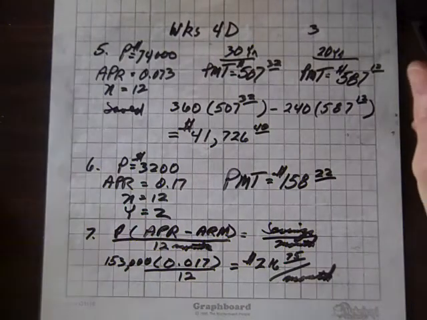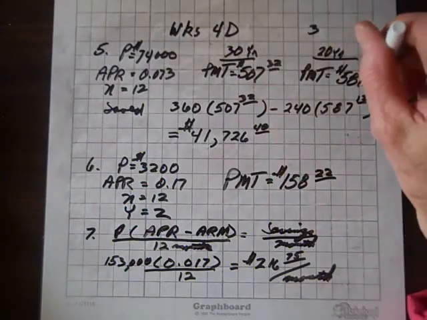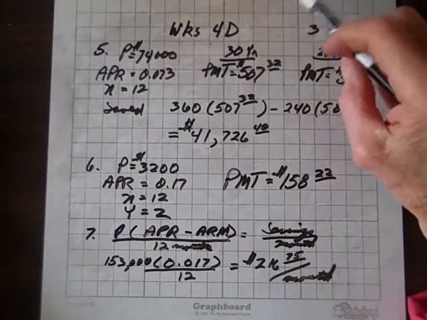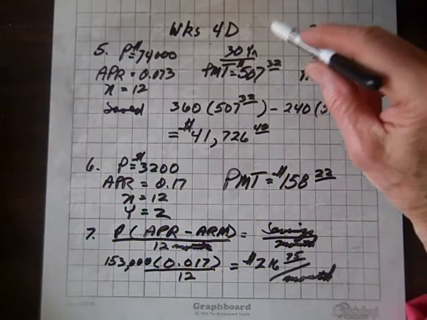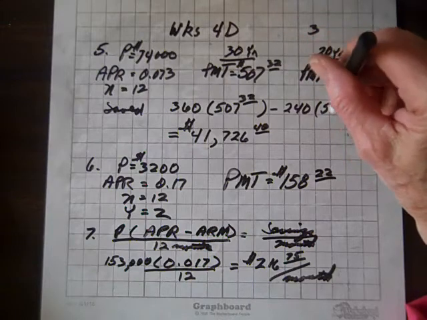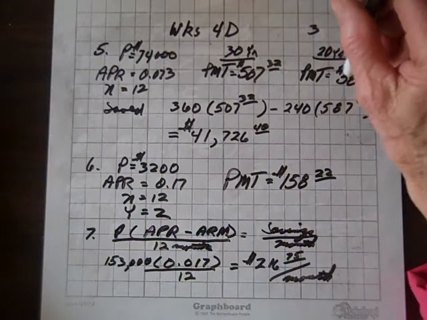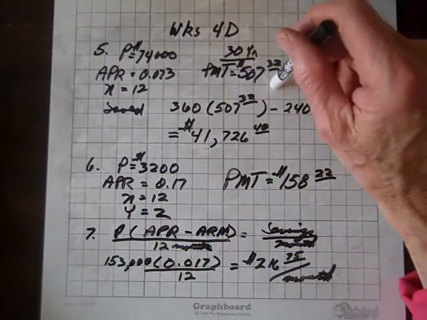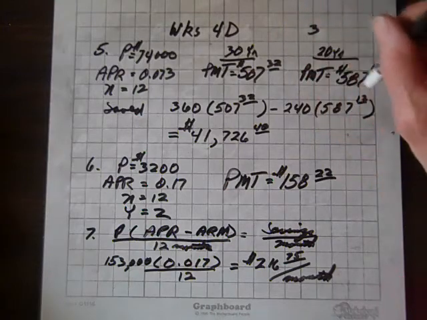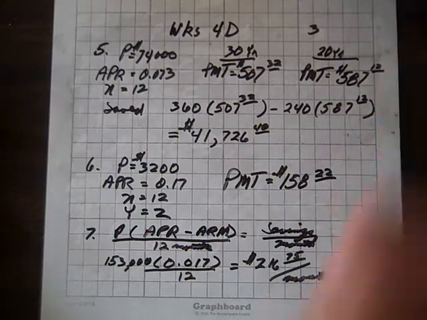Well, let's do number 5, and for number 5 we have a principal of $74,000, and we're going to find the difference in what you would pay. Well, first of all, we're going to find your monthly payment for 30 years and for 20 years. For 30 years your monthly payment's $507.32. For 20 years it's $587.12.